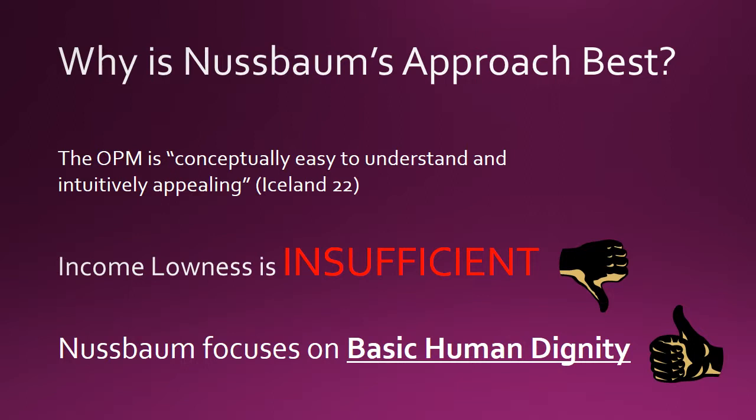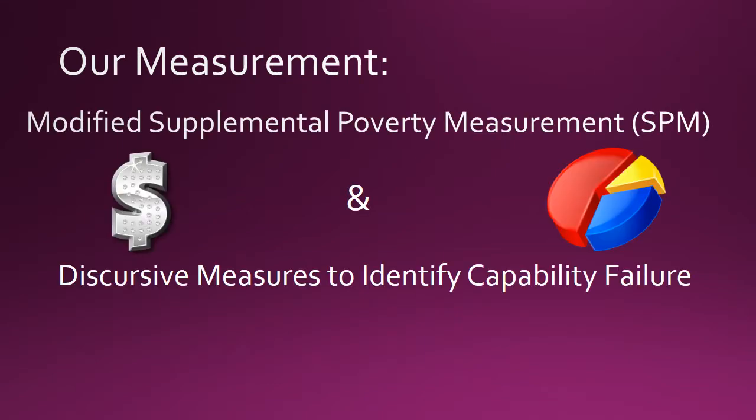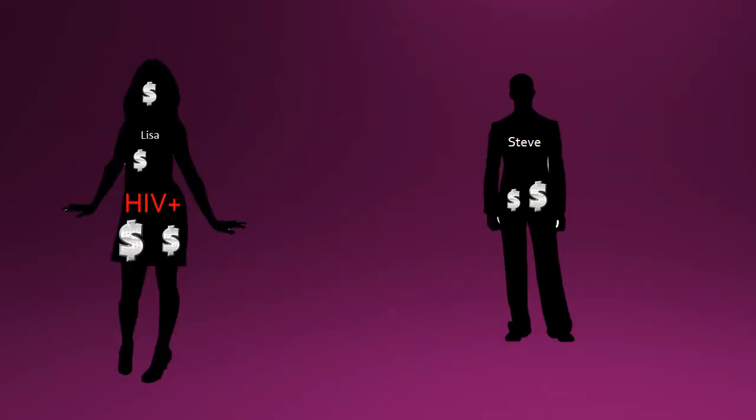Now that we have our definition of poverty, we can talk about how we can best measure it. We believe that the best measurement for poverty is a modified supplemental poverty measurement and various discursive measures to identify capability failure. But let's begin by pondering this situation. There are two people. Let's name them Steve and Lisa. Steve has an income that's lower than Lisa's.